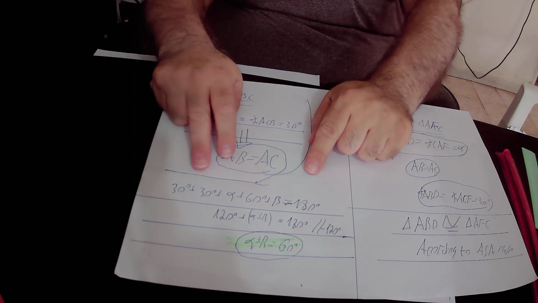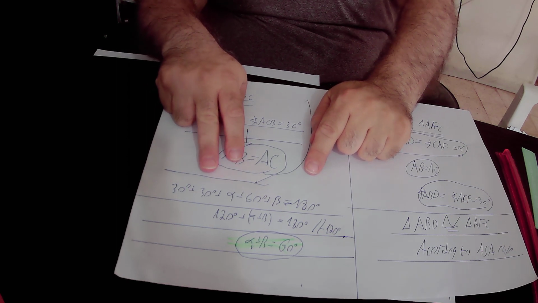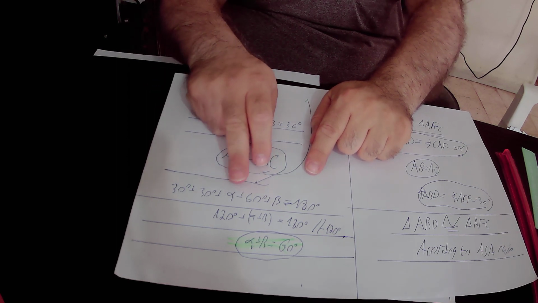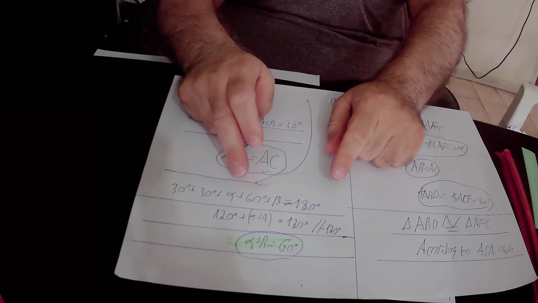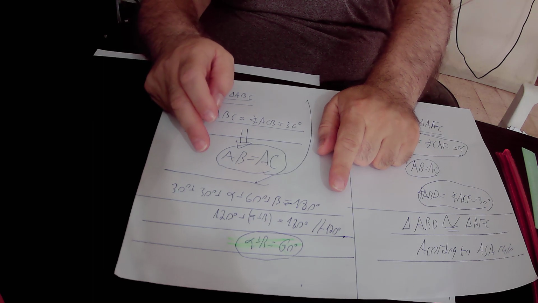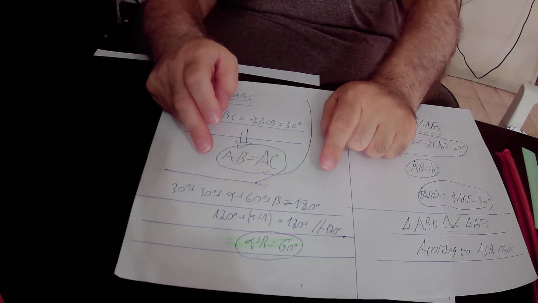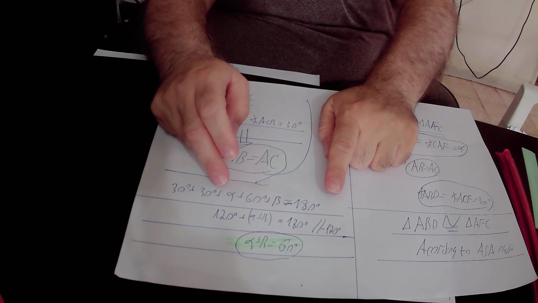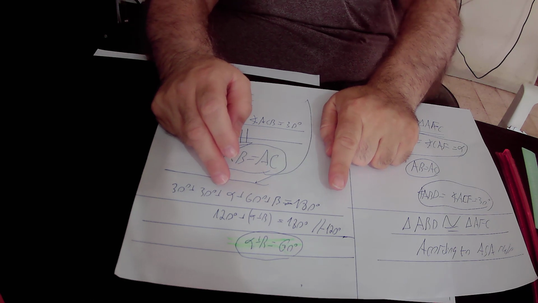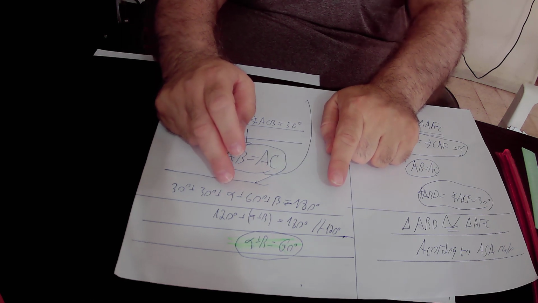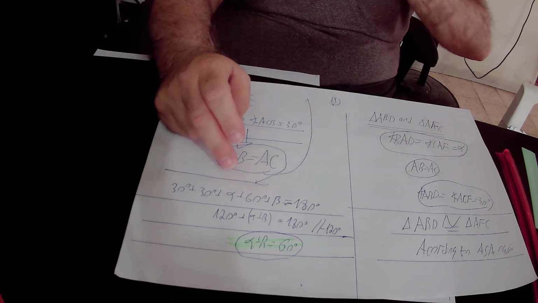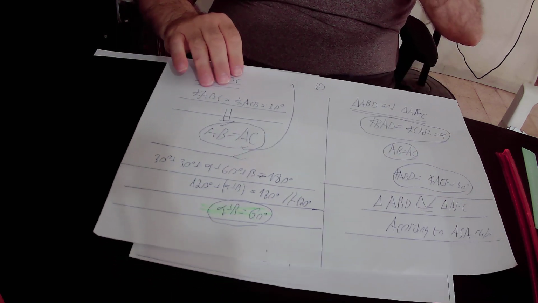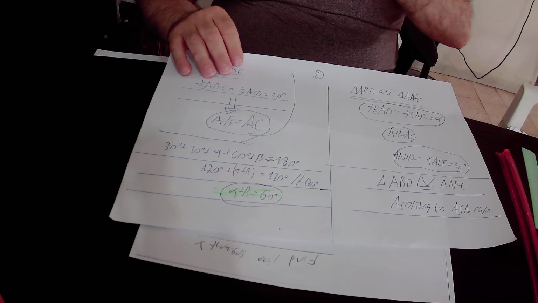So here, 30 degrees plus 30 degrees is 60 degrees, and 60 degrees plus 60 degrees is 120 degrees. So in conclusion, we found out that 120 degrees plus alpha plus beta equals 180 degrees. Here we subtracted 120 degrees from this equation, and we found out that alpha plus beta equals 180 degrees minus 120 degrees, which is 60 degrees. Okay, so alpha plus beta equals 60 degrees.